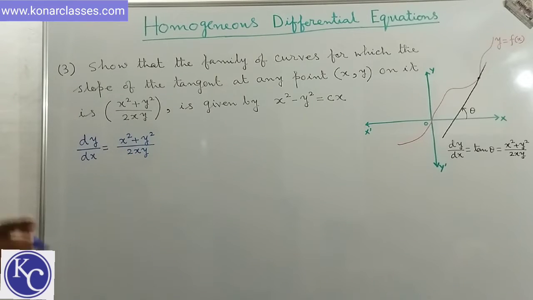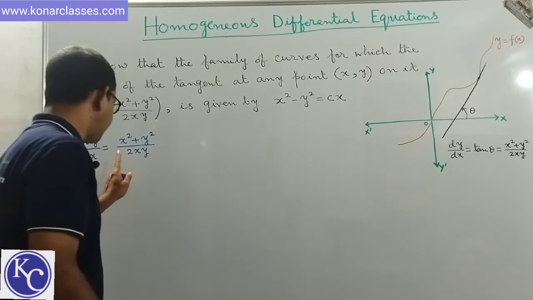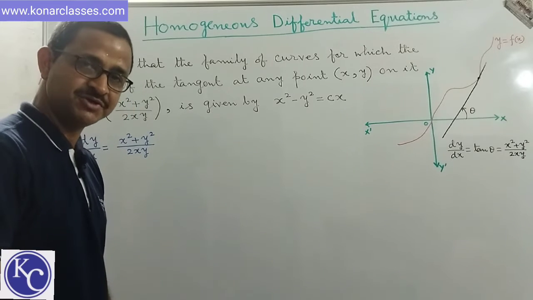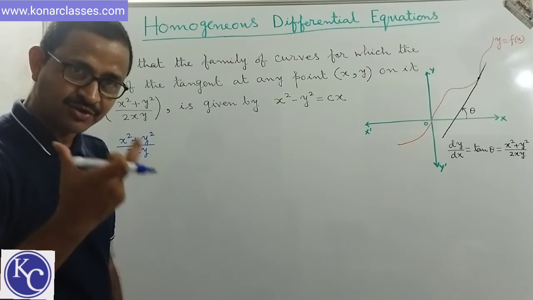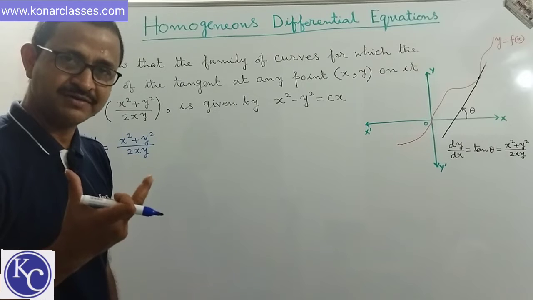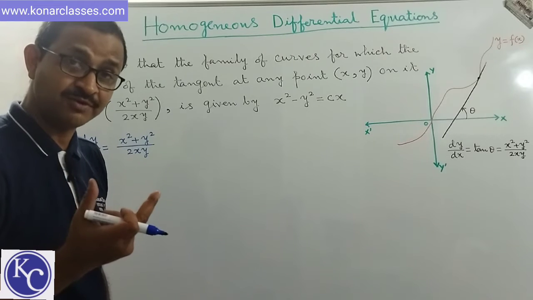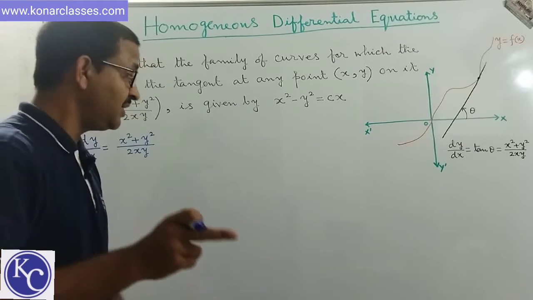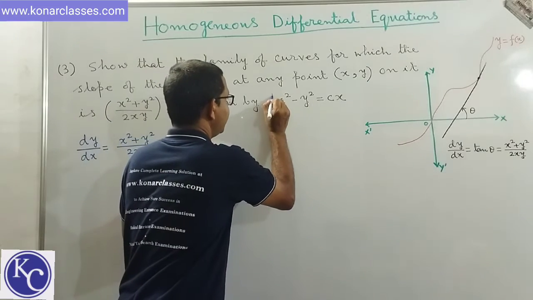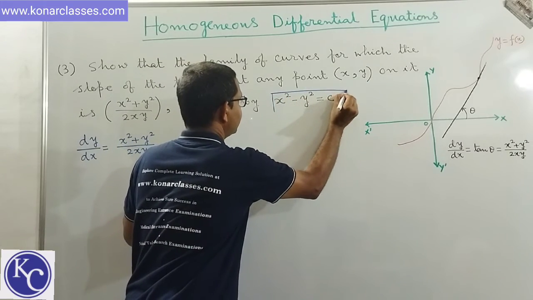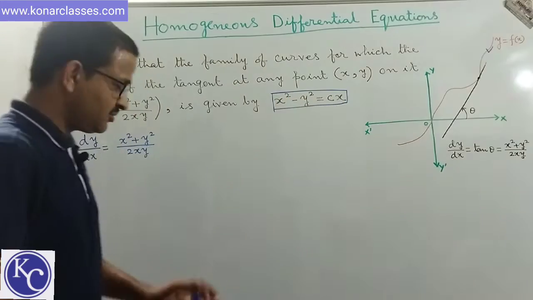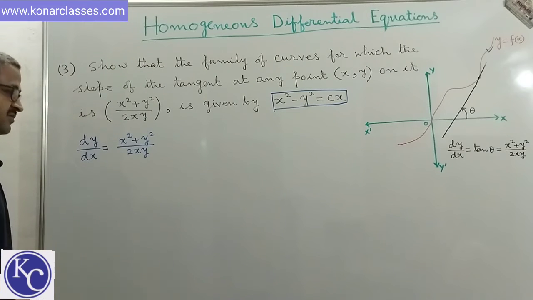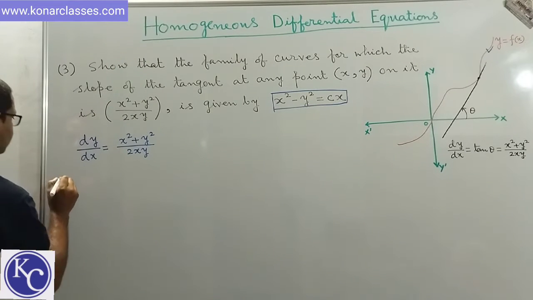Now what is our task? Our task is to solve this differential equation, and as a solution we are going to get a general solution which is a family of curves, and we need to show that the family of curves is something like this: x square minus y square equal to cx. So first of all we need to solve this differential equation. So how to solve this thing?